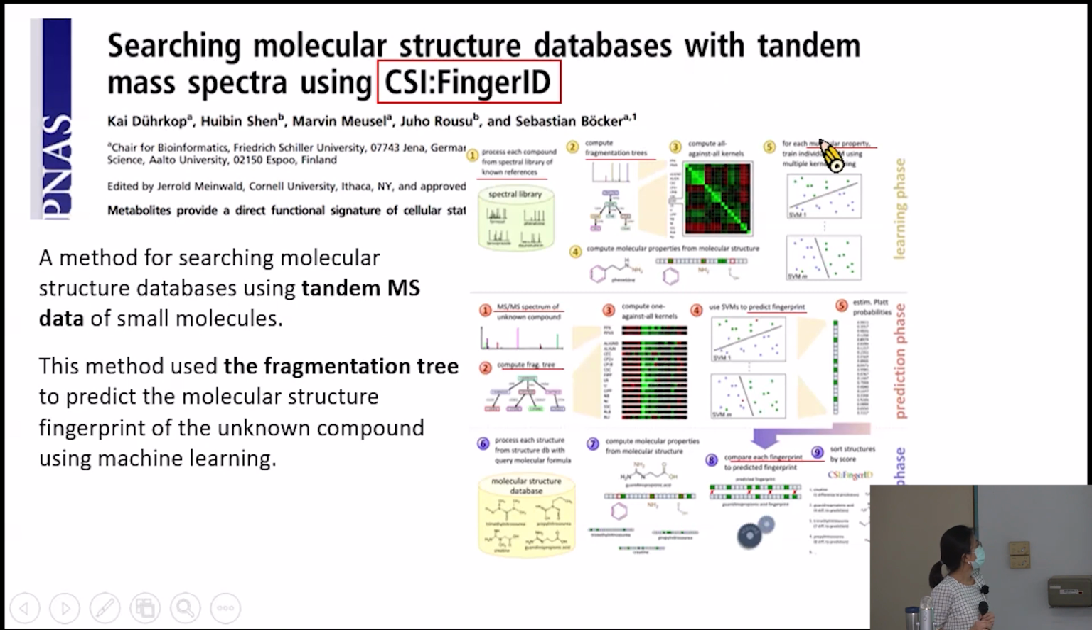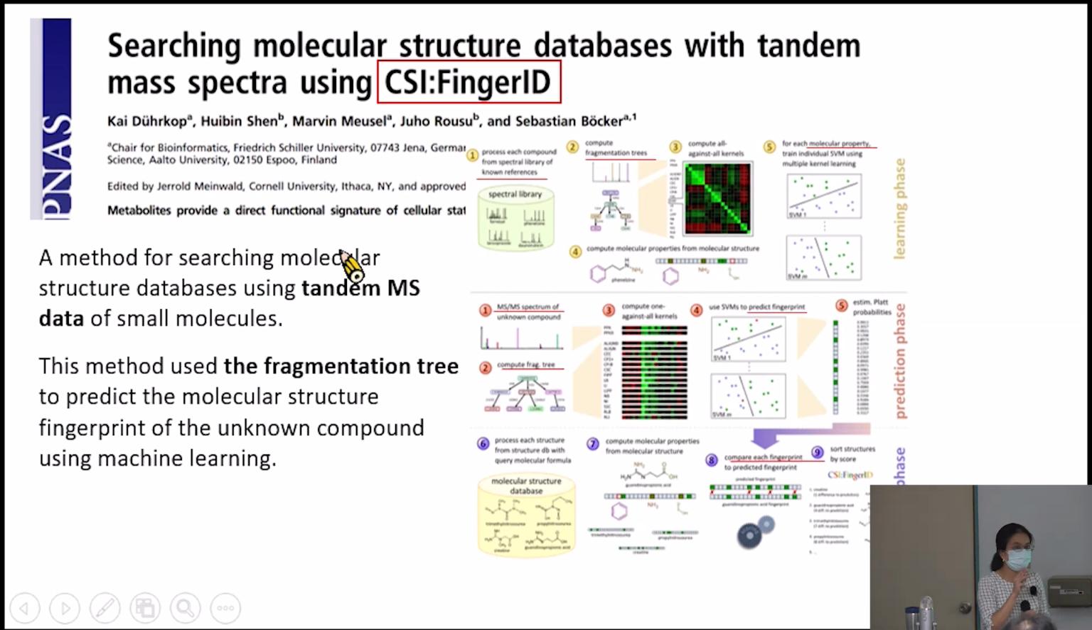Okay. So, besides the improvement in FDR estimation, they also made some progress in compound identification. I would like to show you this platform, CSI:FingerID. It was published in 2015, and this platform basically uses a fragmentation tree and combines it with machine learning to predict which compound might be the real compound that you are looking for. So let's look into how it works.